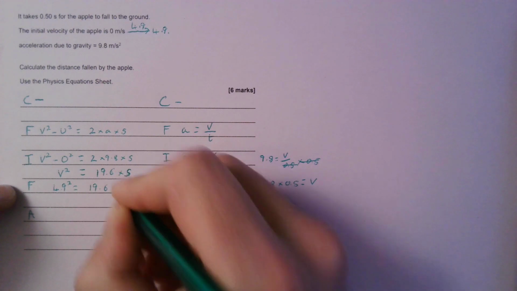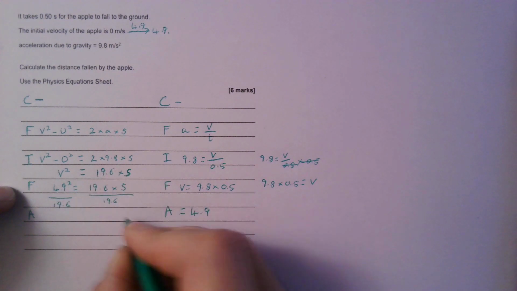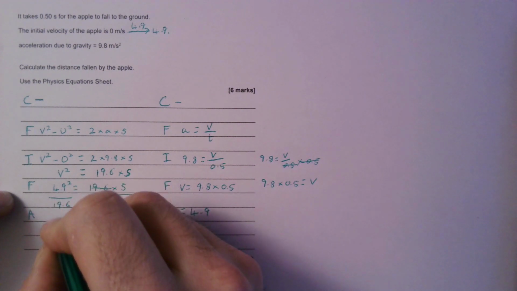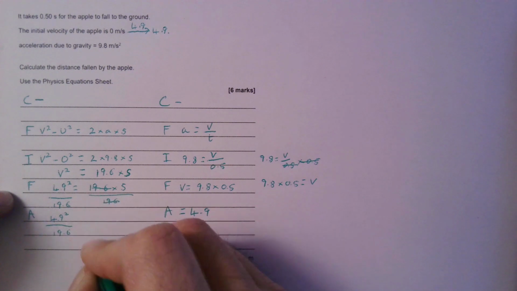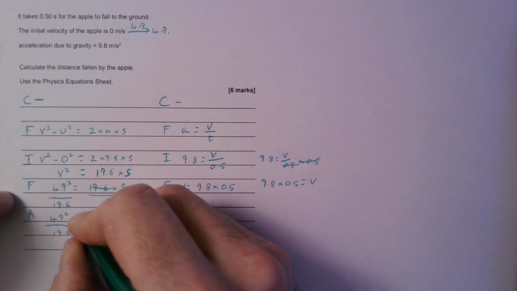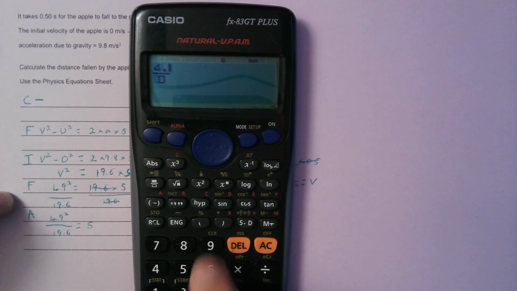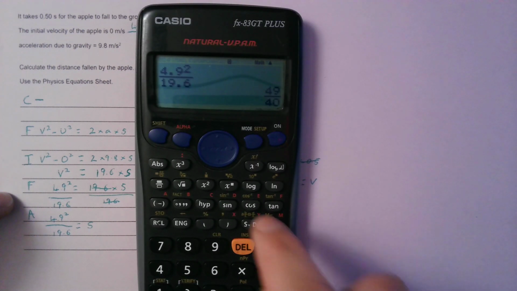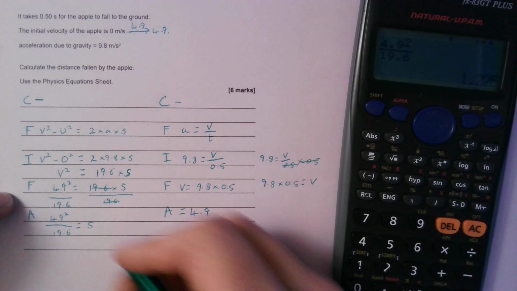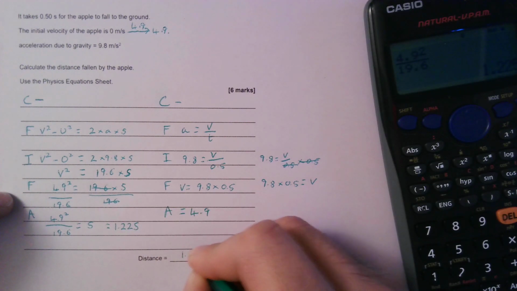19.6 times s. Now we want to get s on its own, so we divide by 19.6 and we divide by 19.6 on this side. That cancels that. So what we end up with is 4.9 squared divided by 19.6 equals our s. So let's put that into our calculator. Fraction button: 4.9 squared divided by 19.6, and that gives us 1.225. So our answer is 1.225 meters.